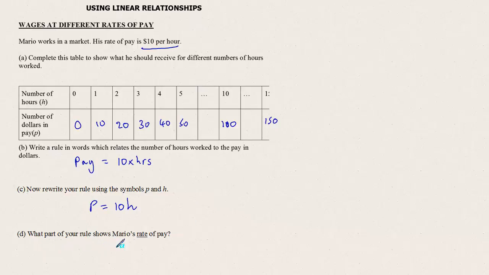And what part of the rule shows Mario's rate of pay? Well, that's going to be the 10.